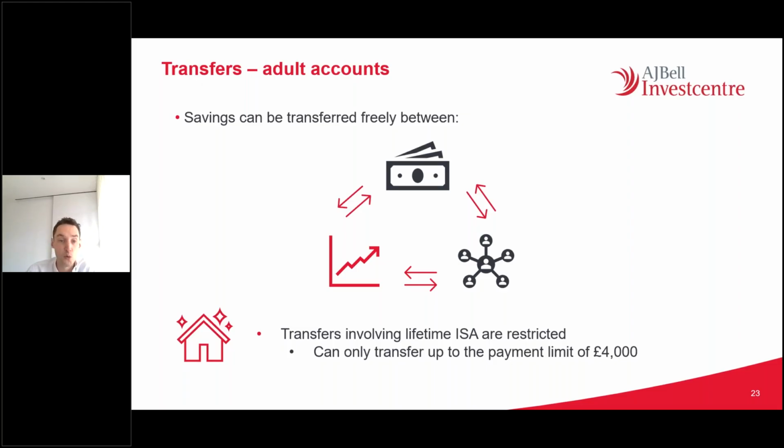So that's pretty flexible. The only restriction around the lifetime ISA is that funds transferred from a non-lifetime ISA to a lifetime ISA are restricted to the available lifetime ISA payment limit of £4,000. So that will be the cap if you're moving from a cash ISA to a lifetime ISA, but funds moving from a cash ISA to a lifetime ISA will still be eligible for the government bonus as well. That is potentially useful because you'll get up to the £1,000 government bonus paid into the lifetime ISA as well.